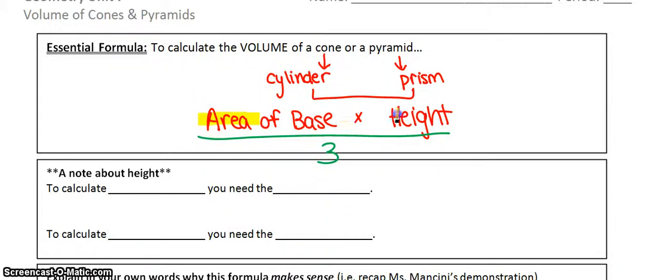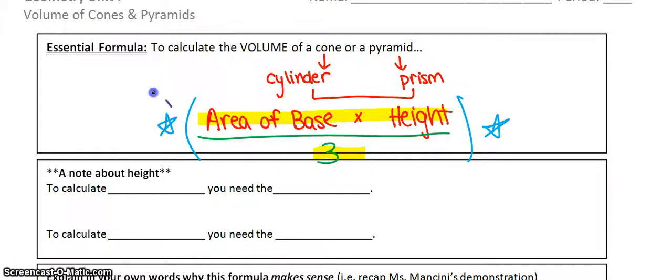So this is the essential formula you need to know to calculate the volume of a cone or a pyramid. For a cylinder or a prism, you take area of a base times height. For a cone or a pyramid, you take whatever that area was and you divide it by 3. That is the essential formula. Study it, know it, love it. You need to know that to calculate the volume of a cone or pyramid.